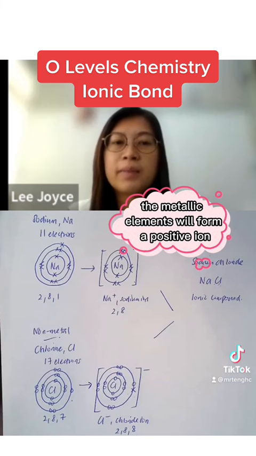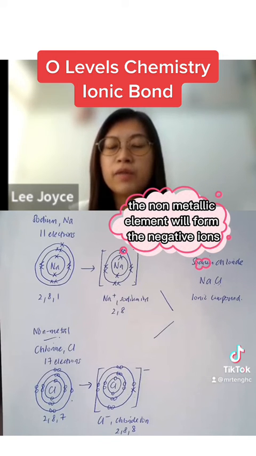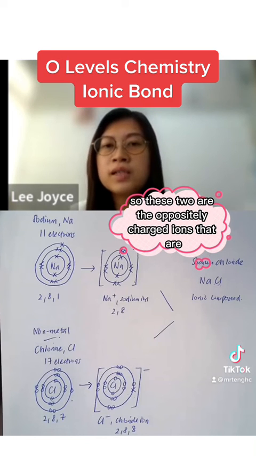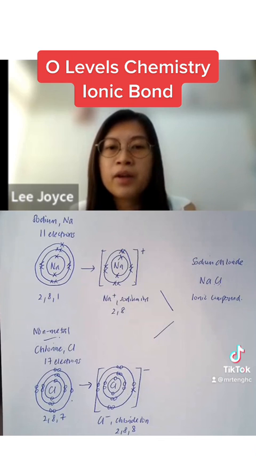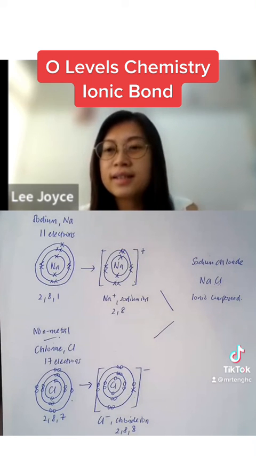As a result, the metallic element will form a positive ion, and the non-metallic element will form a negative ion. These two are oppositely charged ions that are arranged in a giant lattice structure. Got it?